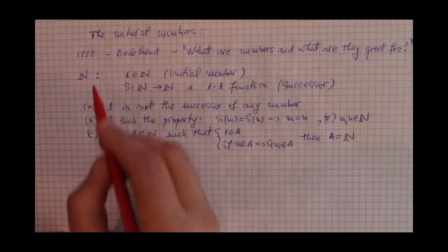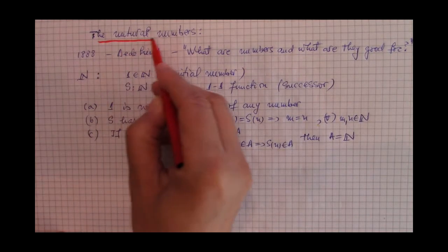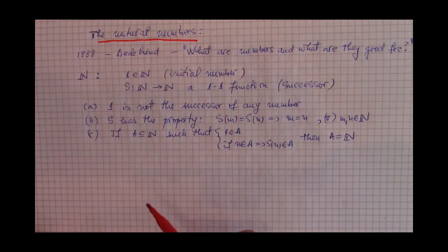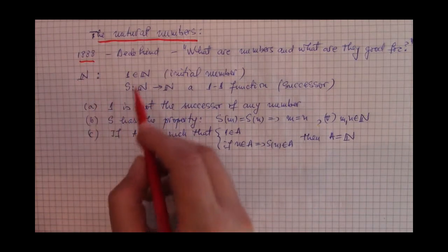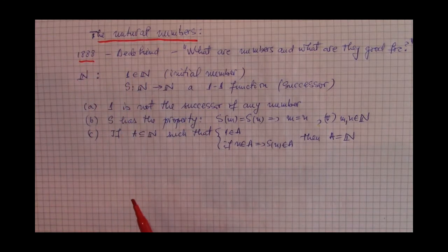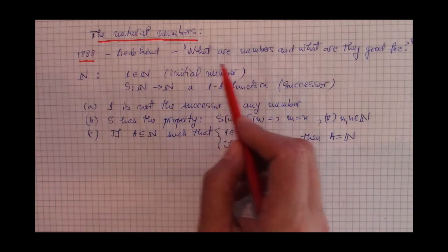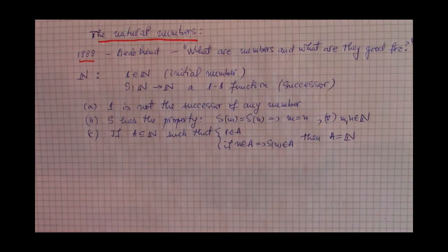In this video, we will be talking about the set of natural numbers. In 1888, Dedekind published an article in German. I saw a few translations of the title of this article. The one I liked the most was "What are numbers and what are they good for?"